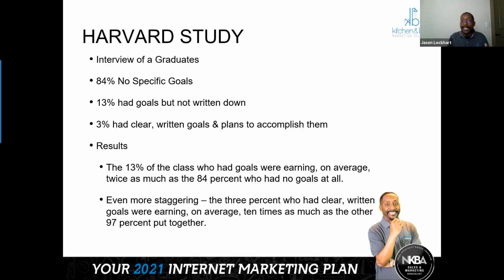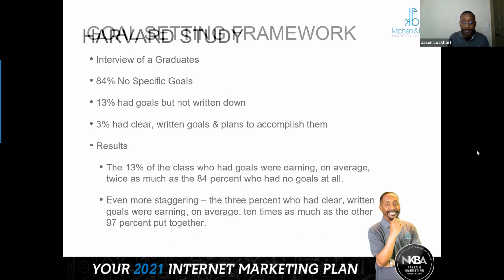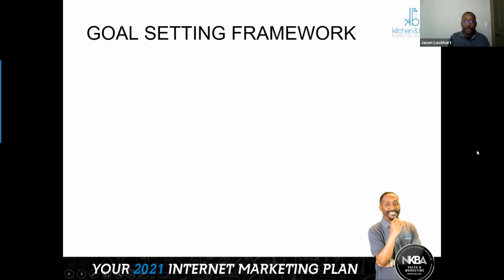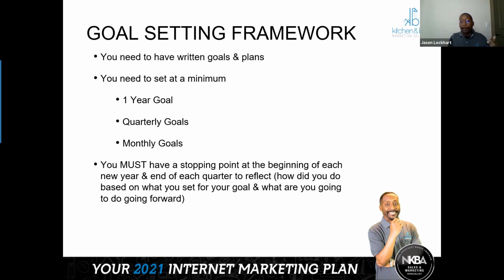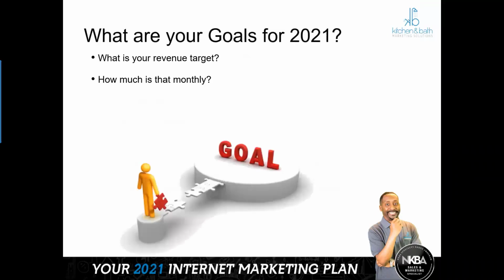So what that's saying is, have clear goals, write them down, have your plan of action, and know what you're going to do. Okay? So now we're going to talk about the framework. You want to set the goals, write them down, and have a goal for the year, for the quarter, for the month, and that helps you set everything in place so you can reach all that you want to do. What are the goals that you have for 2021?